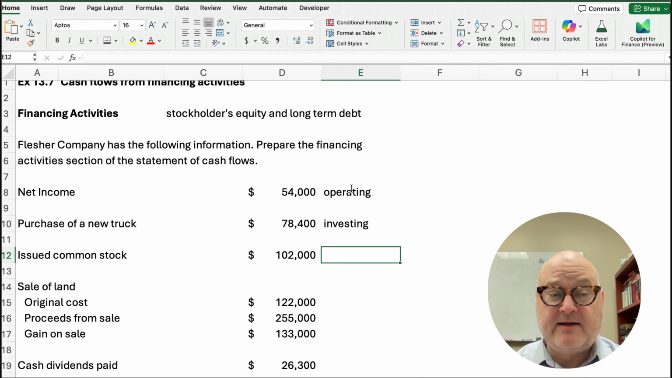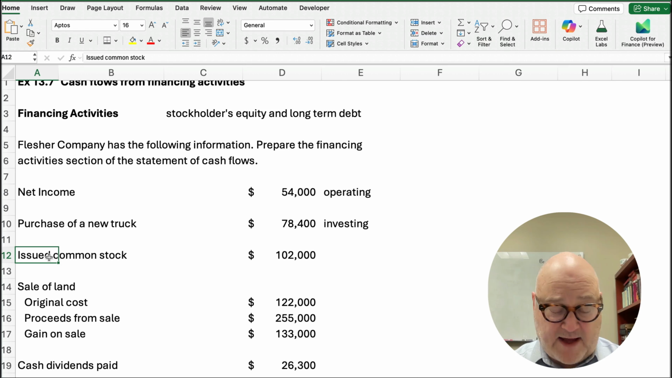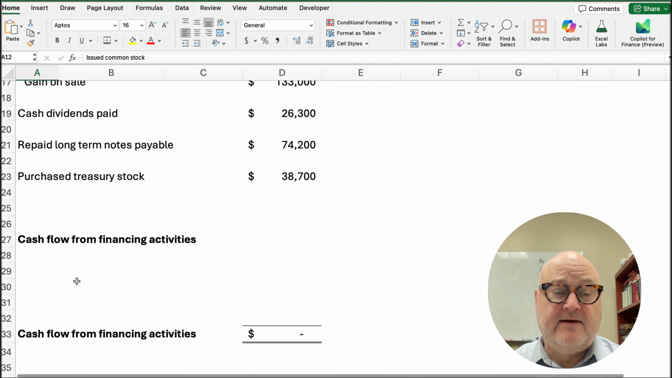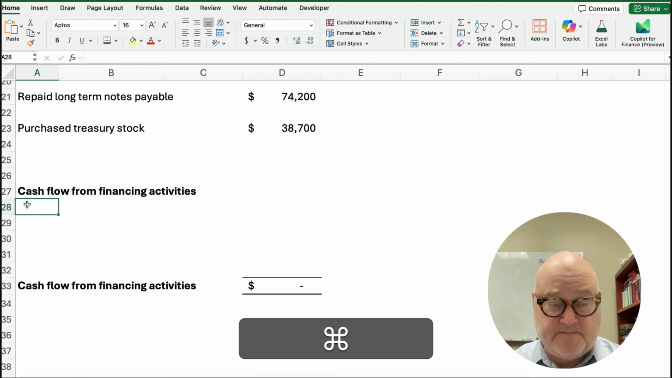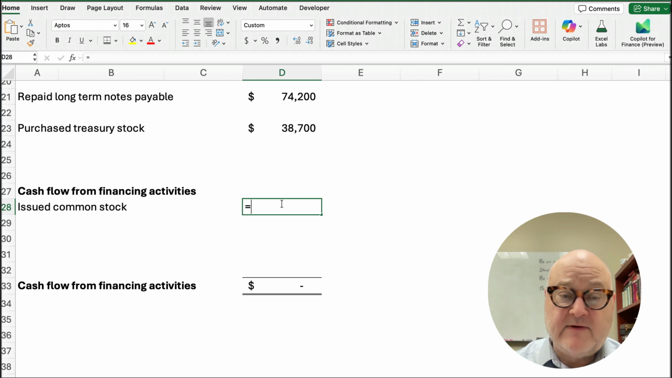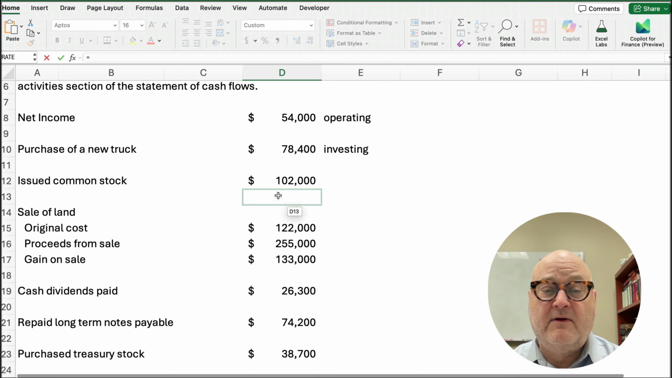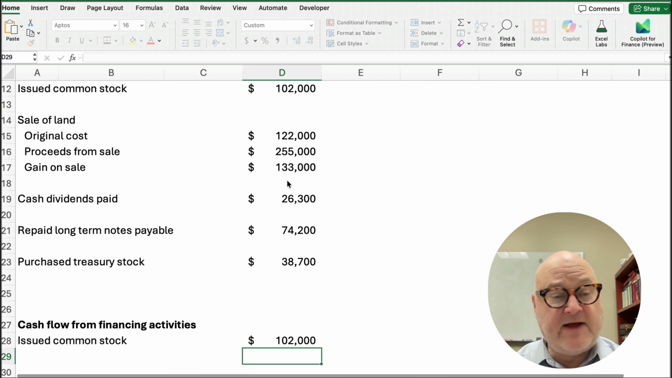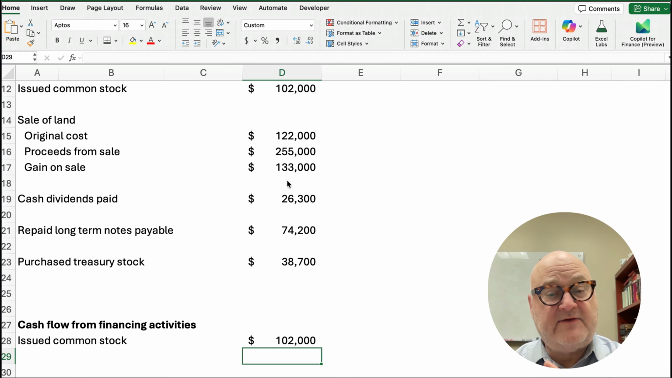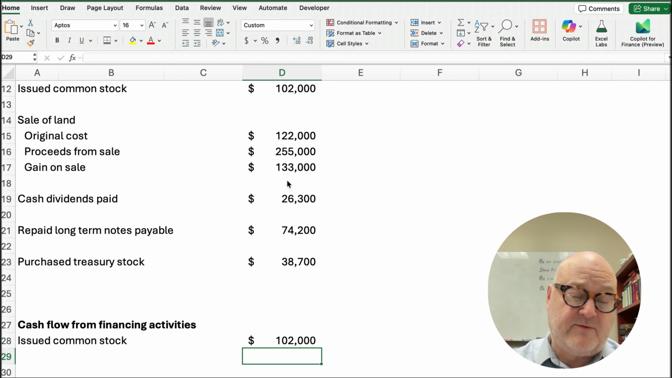Issuing common stock, that is a financing activity. So what we're going to do is just copy this down and say issued common stock, and the amount is $102,000. Now we have to think about this. Does this mean our cash goes up or our cash goes down? We issued common stock, we sold it for cash, so therefore our cash goes up. So $102,000 is positive.